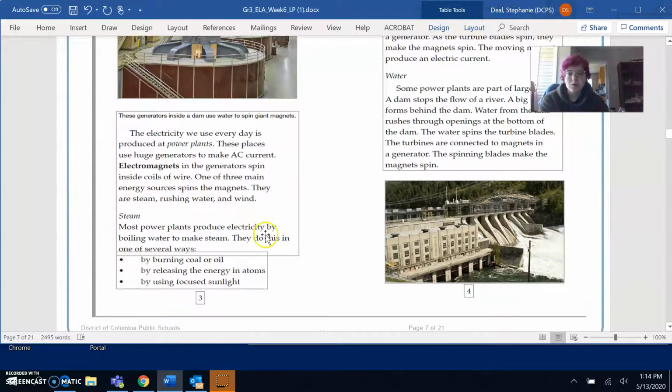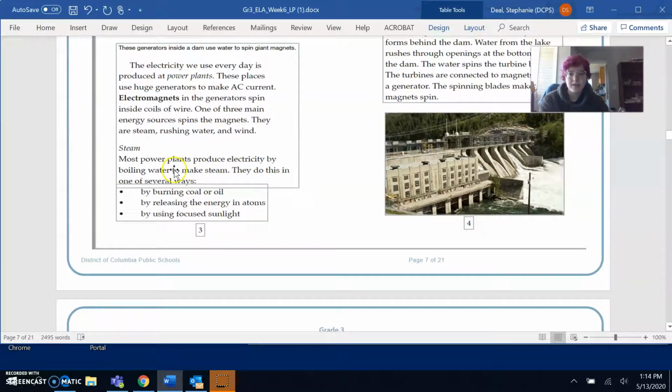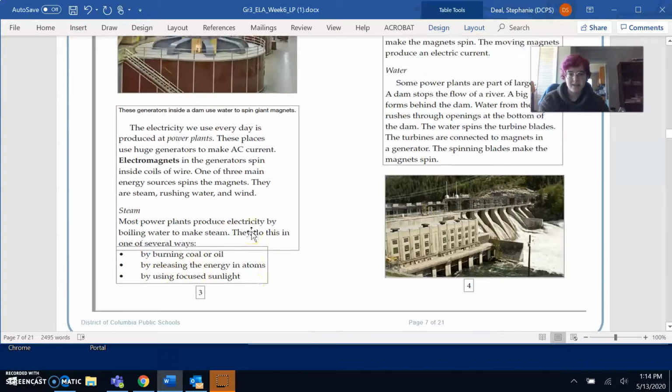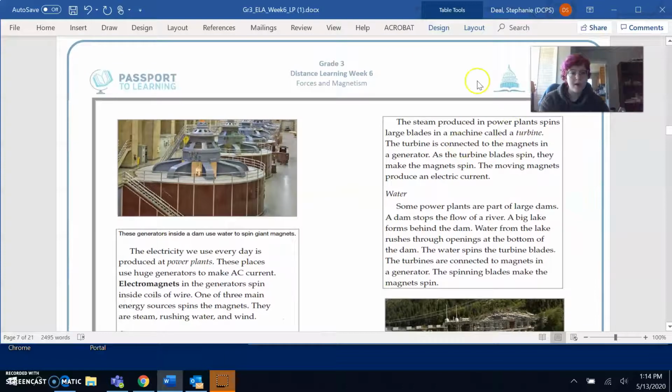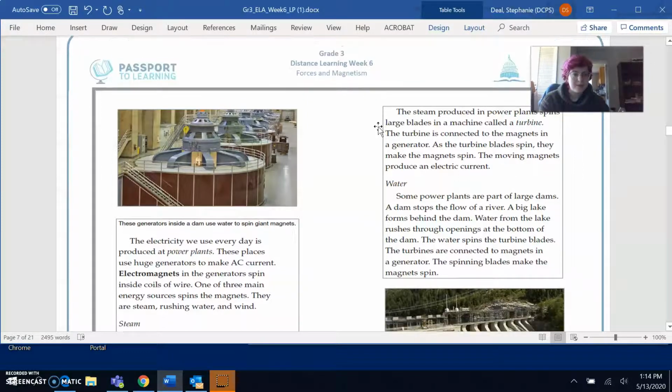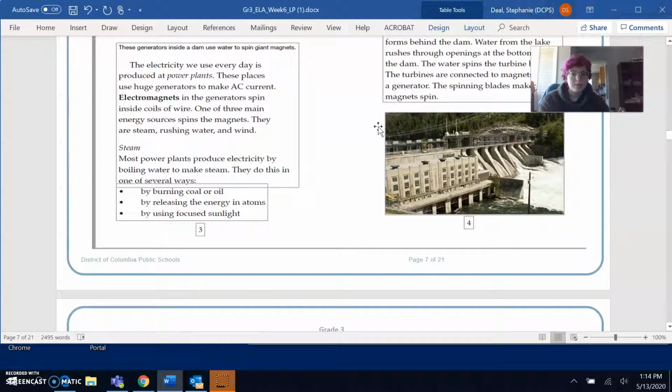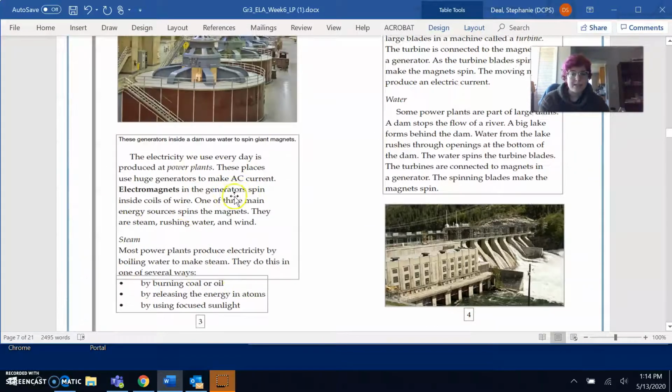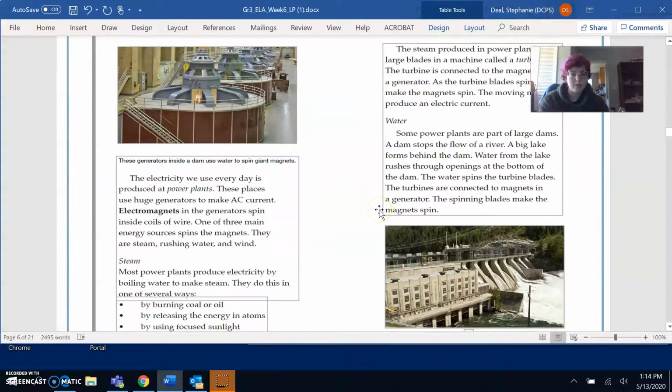Steam. Most power plants produce electricity by boiling water to make steam. They do this in one of several ways: by burning coal or oil, by releasing the energy in atoms, and by using focused sunlight. The steam produced in power plants spins large blades in a machine called a turbine. The turbine is connected to the magnets in a generator. As the turbine blades spin, they make the magnets spin. The moving magnets produce an electric current. So most power plants use steam in one of these ways to make electricity.